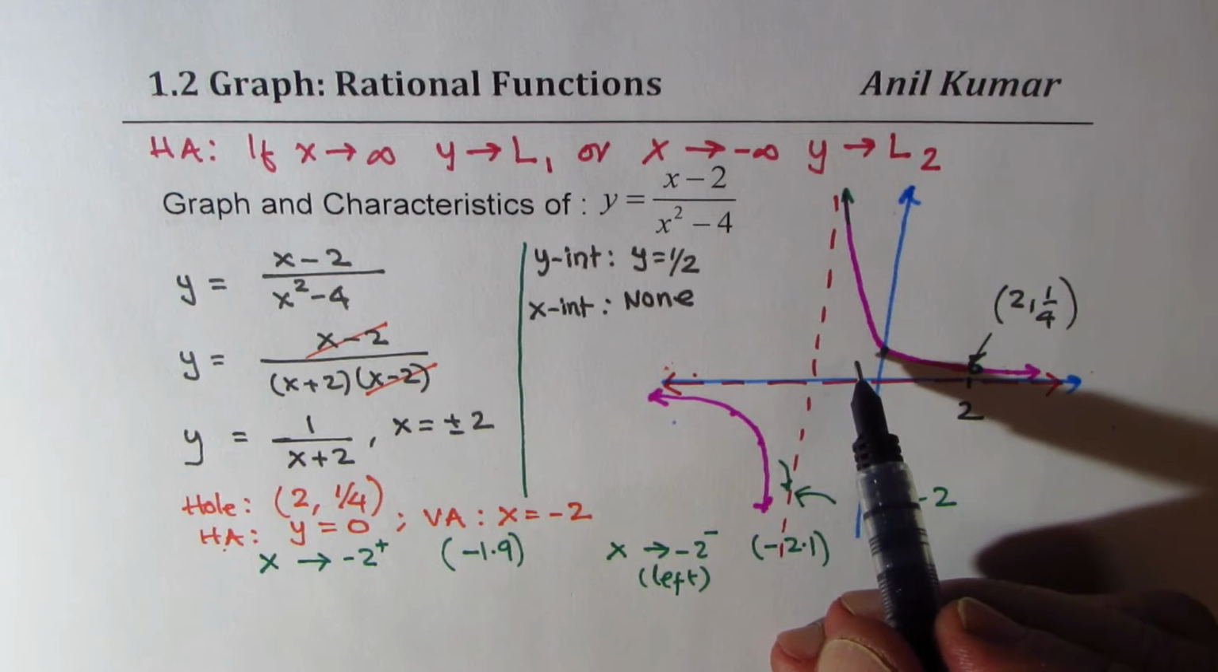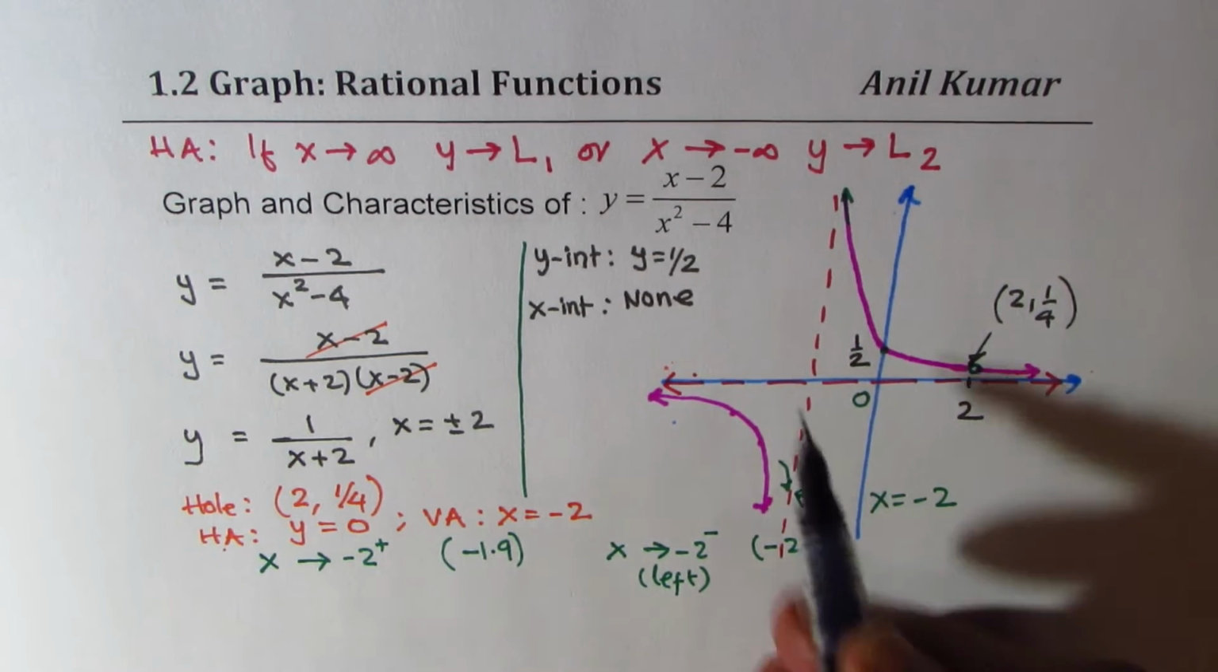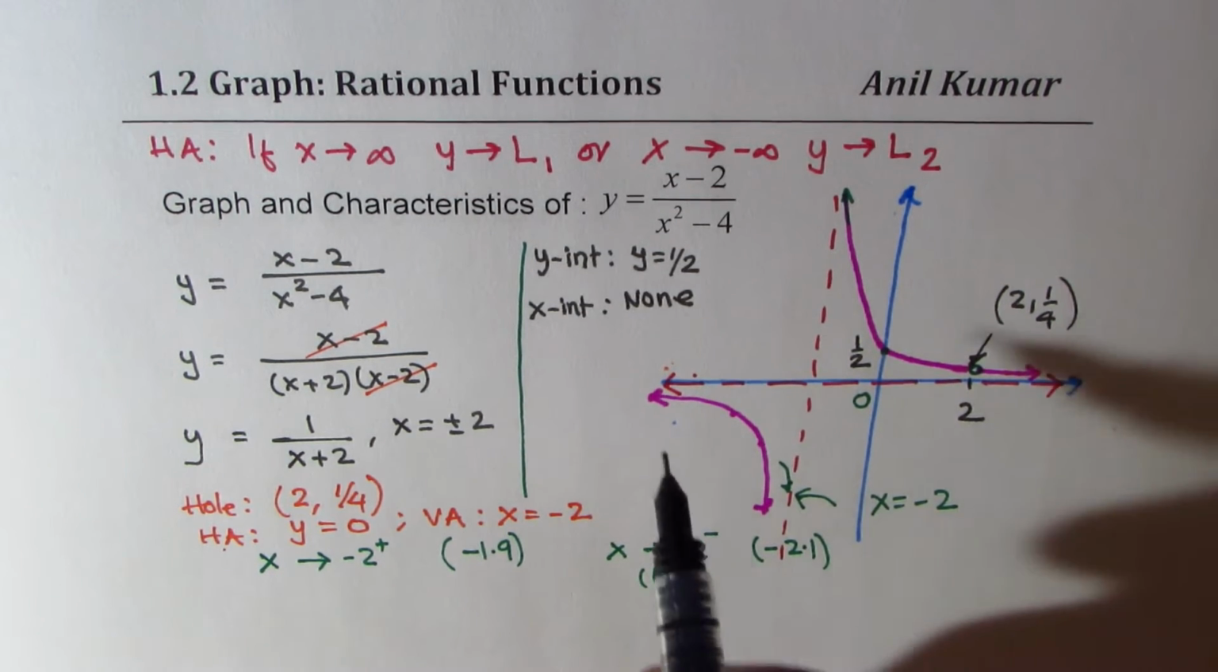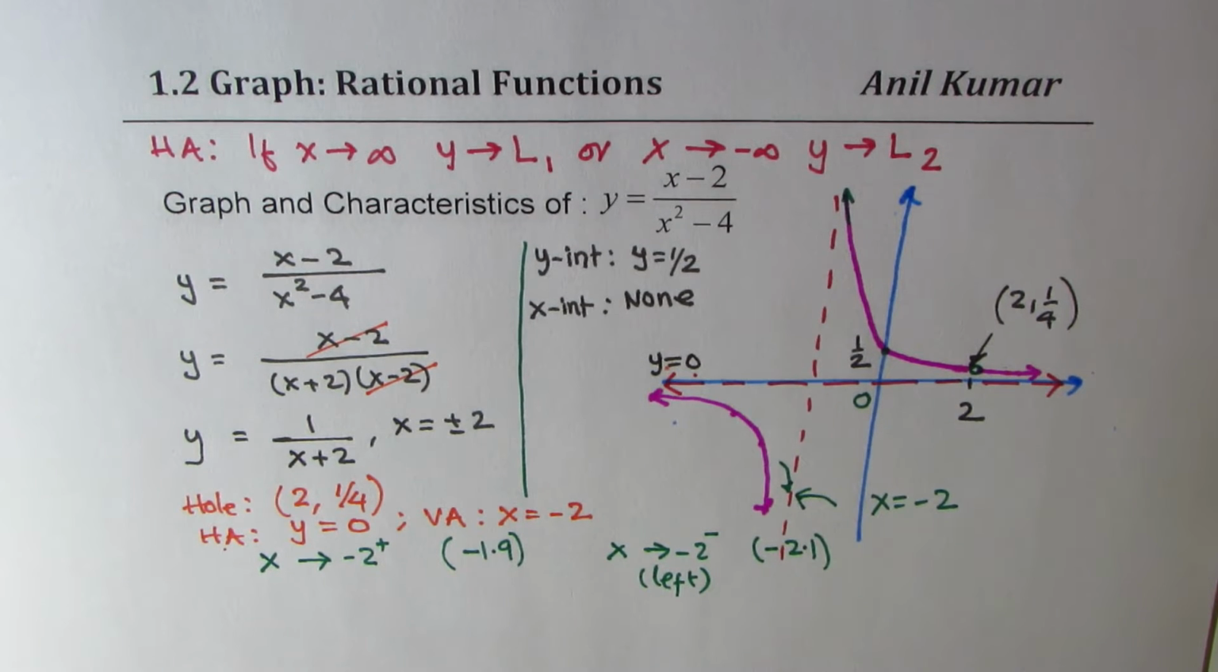Then we do have an x-intercept and y-intercept, which is at half. So this is properly labeled. y equals 0 is your horizontal asymptote. So I hope all the concepts are absolutely clear as far as sketching of this rational function is concerned. Now this is a very typical rational function graph which you normally see. The previous 2 examples were kind of exceptions to many rules. Let's move on and understand a few other characteristics of rational functions.